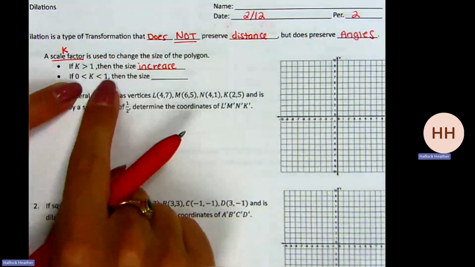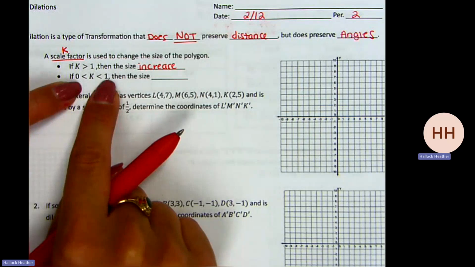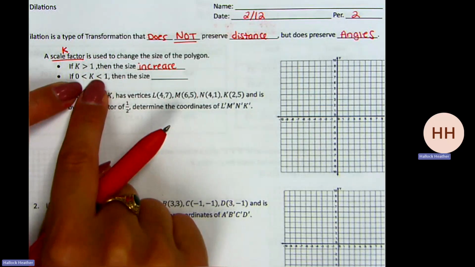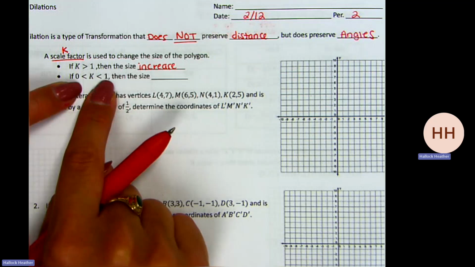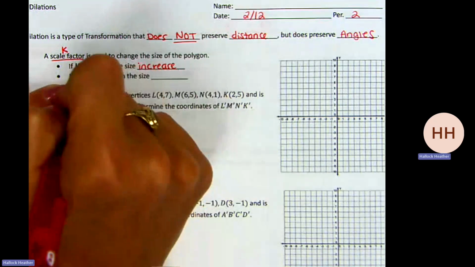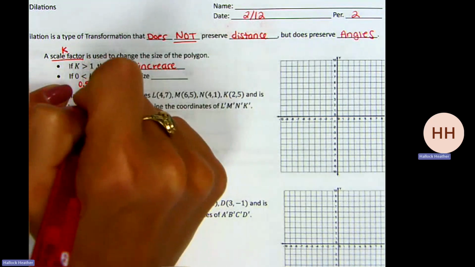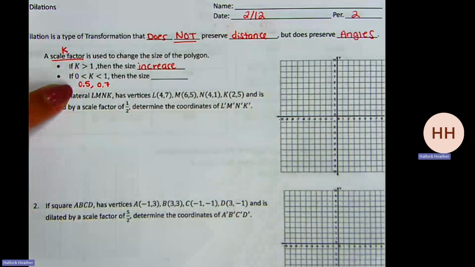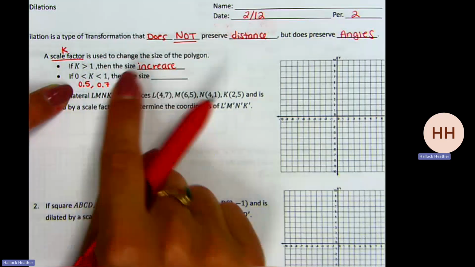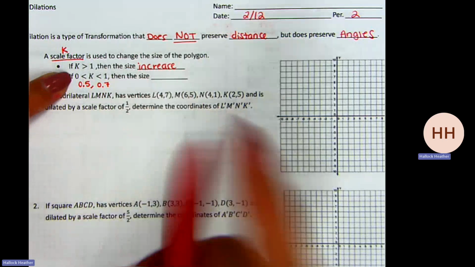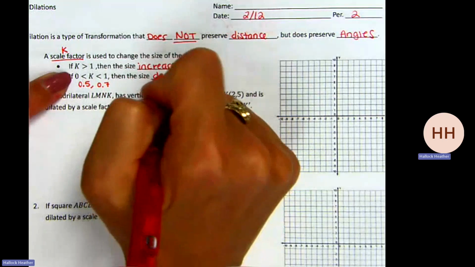If K is between 0 and 1, so what's an example between 0 and 1? Because this is a compound inequality you would have learned about in Algebra 1. What would be a number between 0 and 1? 0.5, 0.7, whatever, 0.75, any of these numbers, that is going to be decreasing in size. So it's going to get smaller.